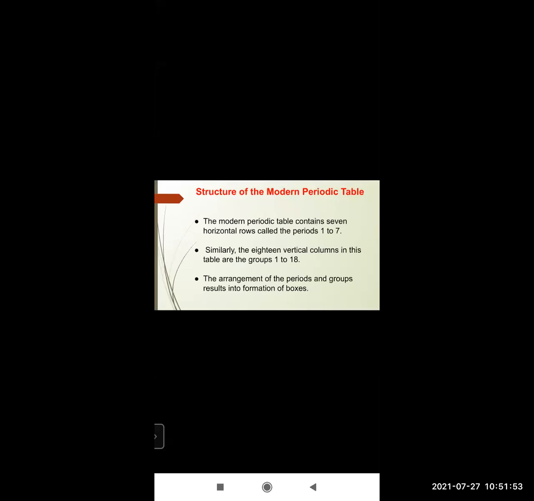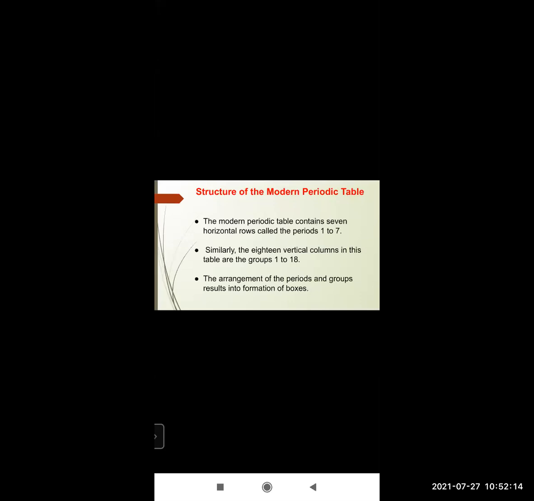So this is about the modern periodic table, or the long form of the periodic table. Hope all of you have understood the basic information. Now we'll move on to the main point, that is the structure of the modern periodic table. Means how the modern periodic table is designed.